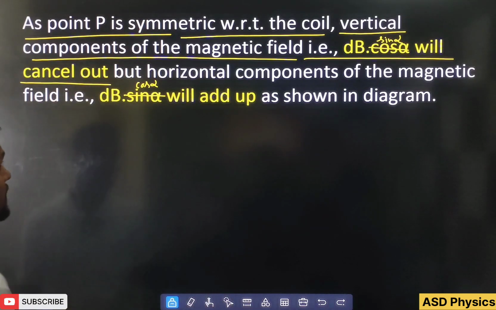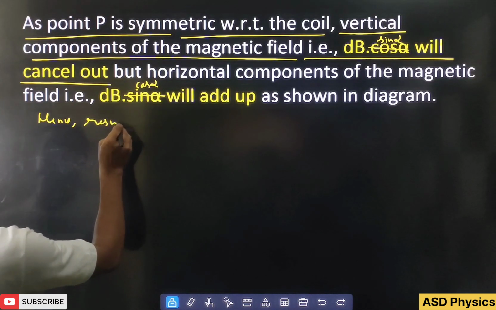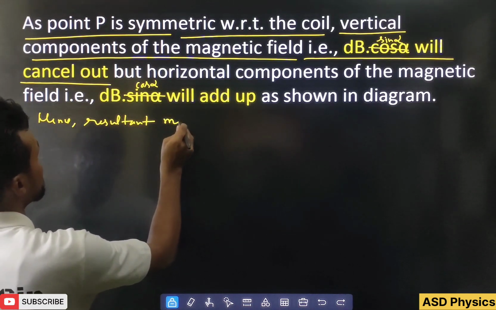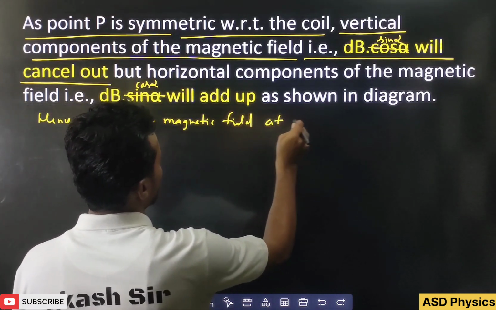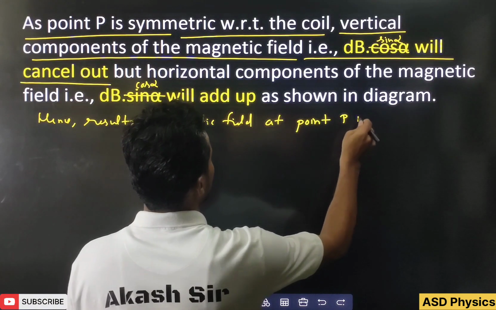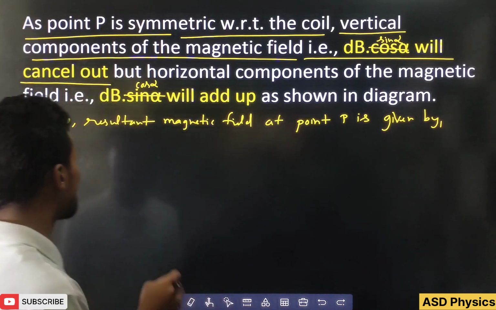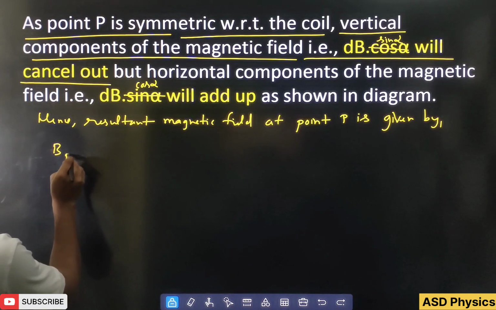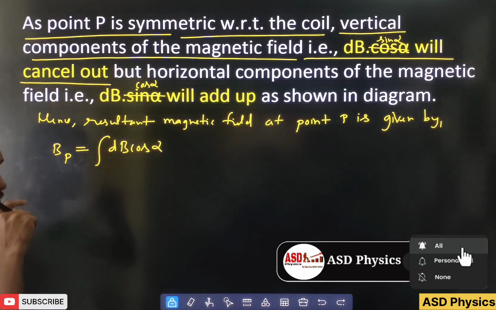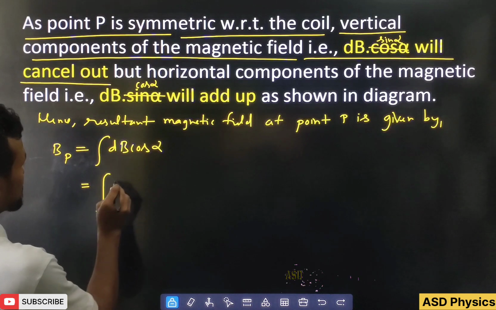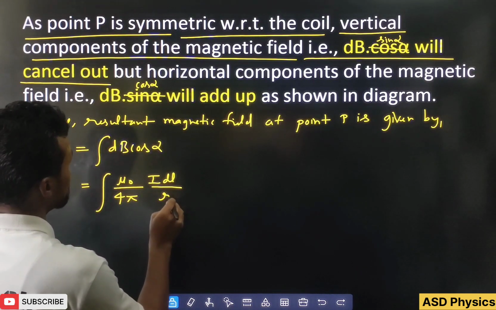Now if I write the resultant magnetic field here, hence the resultant magnetic field at point P is given by, like this we have to write. This BP is an integration of this dB cos alpha. So many dB cos alpha are there. Now what is the value of dB? We know very well from equation 1, mu naught by 4 pi I dl by r square.